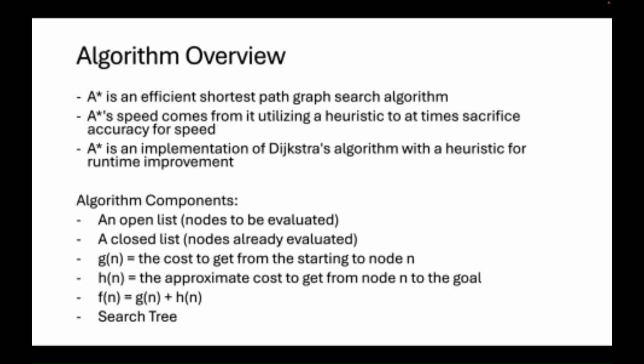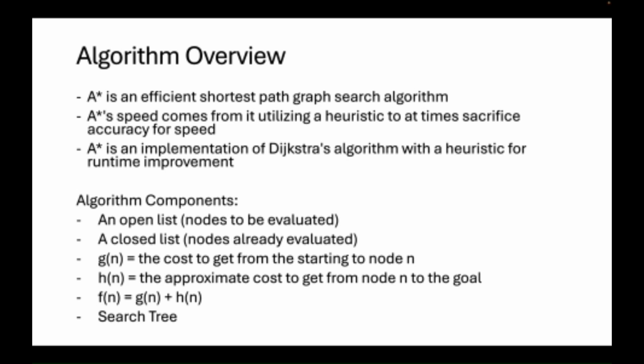And then we have our three subfunctions, which all play a part in calculating the total cost of a node, which is what we judge the node on when we're choosing which node to move to next. First we have g of n, which is the cost to get from the starting node to a given node n. And then we have h of n, which is the approximate cost to get from node n to the goal, the ending node that you want to get to.